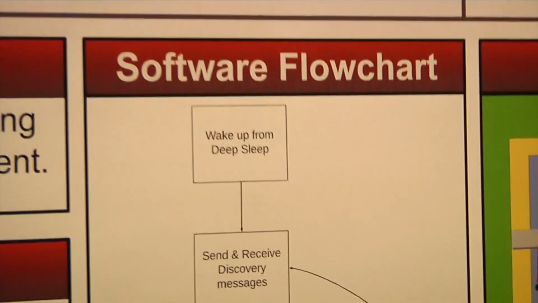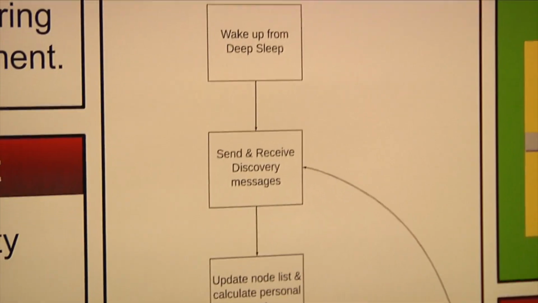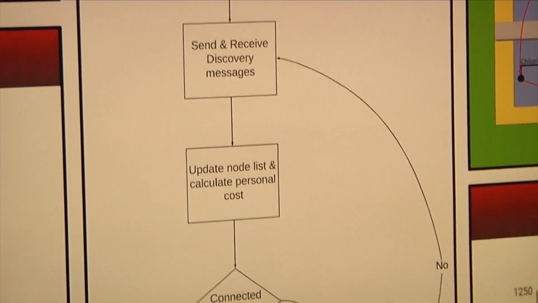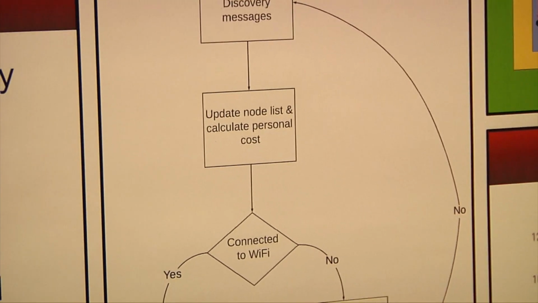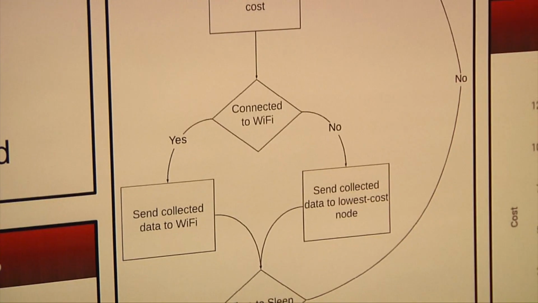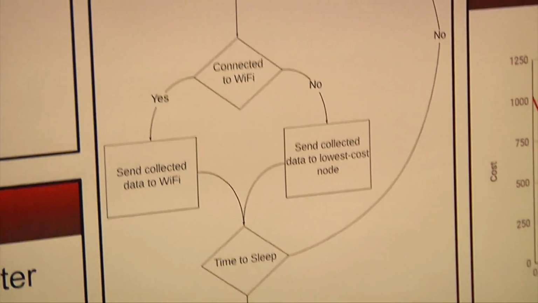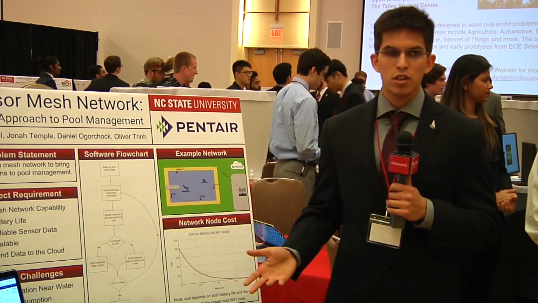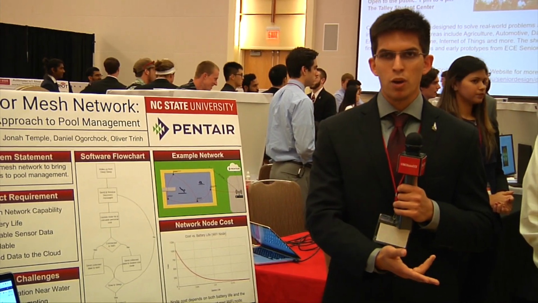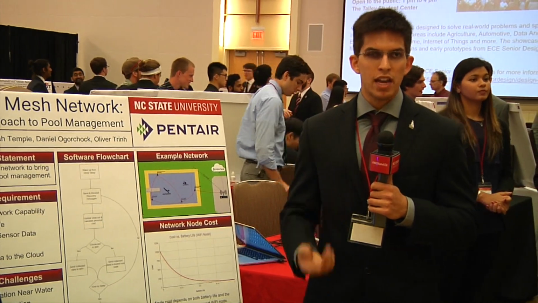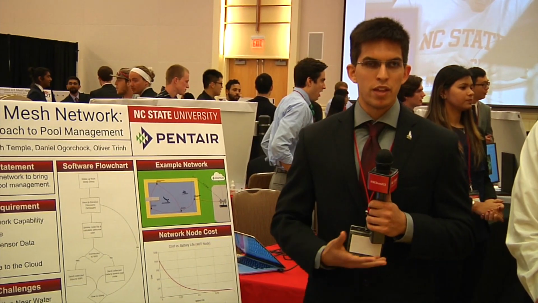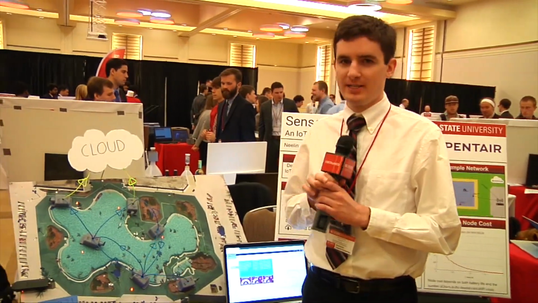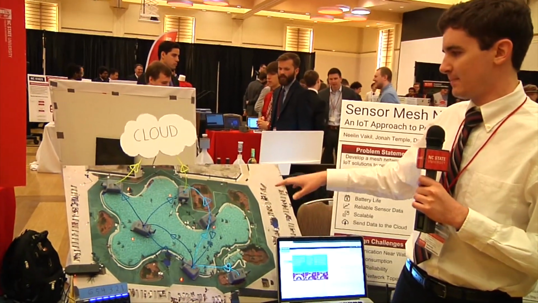Once they wake up from a deep sleep, they send and receive broadcast transmissions, which tell them which nodes are around them and if any of them has a way out of the network. And then they'll get their sensor data and then send it off to either, if they don't have Wi-Fi, the node that has the lowest cost, or if they do have Wi-Fi, they'll send it directly to Wi-Fi, and then they'll determine, okay, is it time for me to go back to sleep to conserve battery life? If it is, they'll go back to sleep. If not, then they'll continue the loop of sending out broadcasts, sending out sensor data, and continuing through that loop.